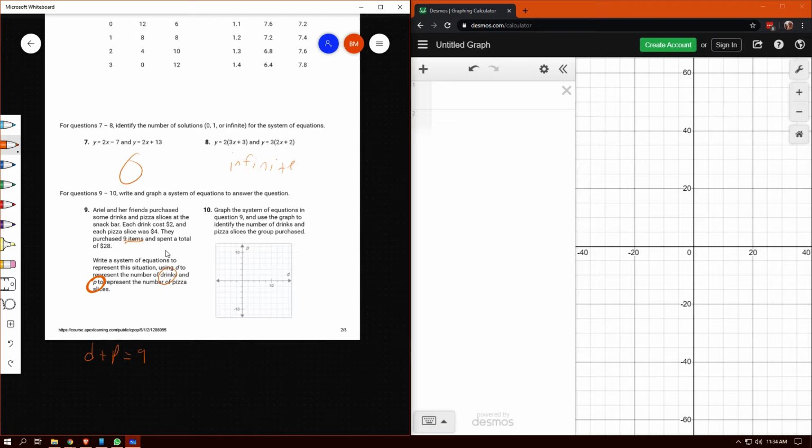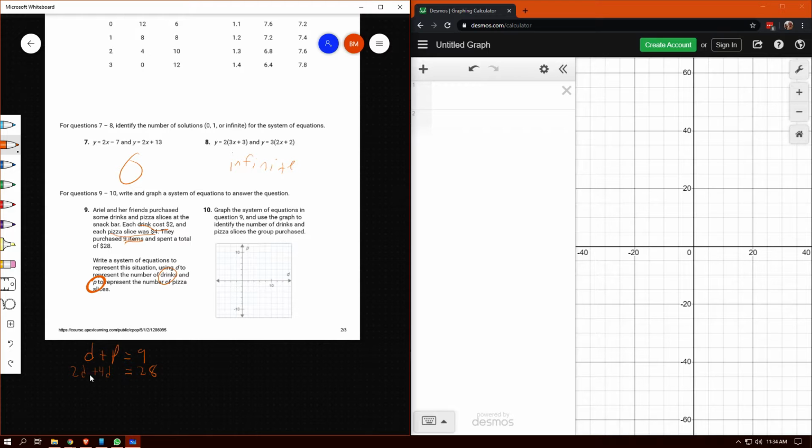And then they spent a total of $28. All right, so we know our next one's going to be equal to $28. So that's my second equation. Now, what did they spend the money on? Well, however many drinks they bought cost $2 per drink. So it's 2 times D. Each drink cost $2, so I just do 2D. Each pizza slice was $4, plus 4D.